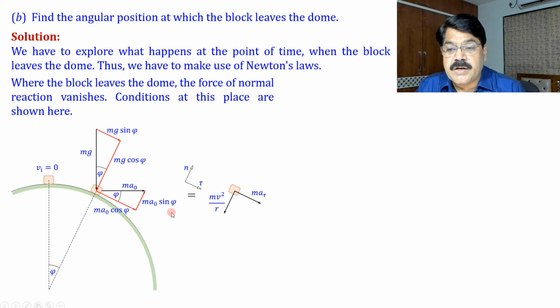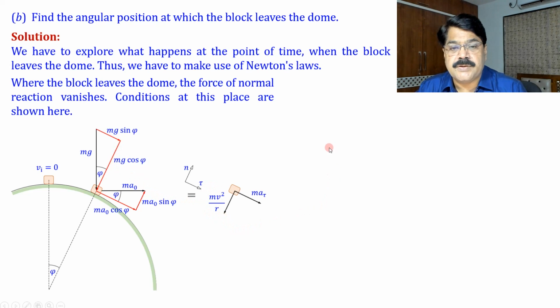Now which component do we have to consider? Of course, if we consider ma tau, what do we get? Ma tau is equal to this vector plus this vector. So by that equation we can find tangential acceleration. But here we are not interested in finding tangential acceleration. What are we interested in? Just how this normal reaction is becoming zero. Because in this direction there is this force and opposite this force, and the difference of these two forces must be equal to mv square by r.